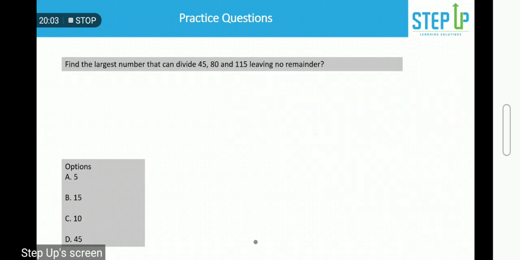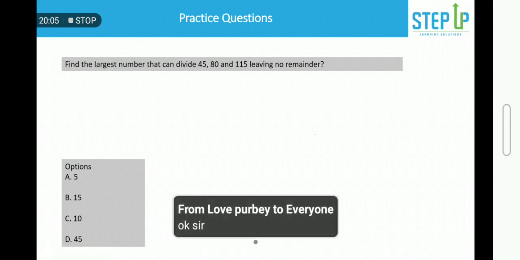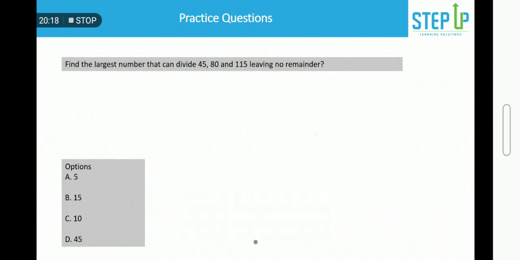Yes, guys. Do we want to attempt this last question and then leave? Okay. Let's attempt this last question before we leave. Again, very simple concept. The question says, what is the largest number that can divide 45, 80 and 115 leaving no remainder?